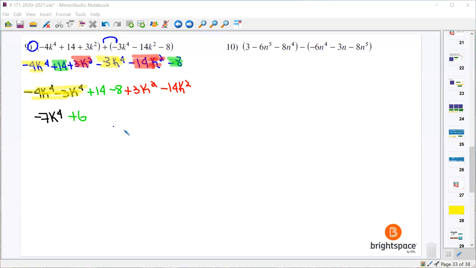Now after that, I'm going to turn to my red part. Positive 3. I have 3, but I owe 14. How much do I have? Negative 11. Negative 11k squared, right? Now I am going to reorganize all my terms. So negative 7k to the fourth minus 11k squared, and finally plus 6. Yes?